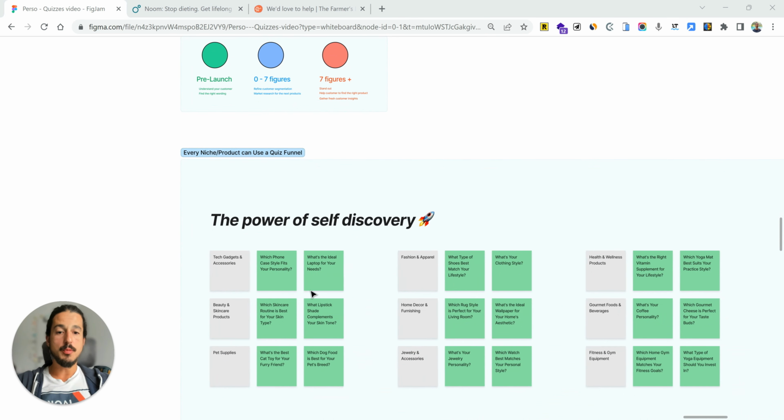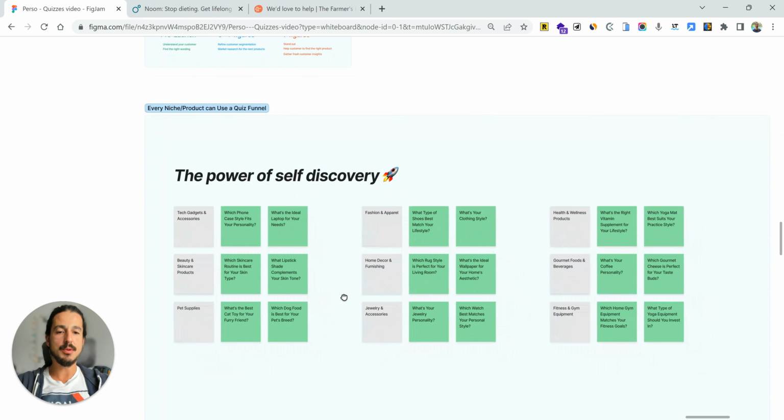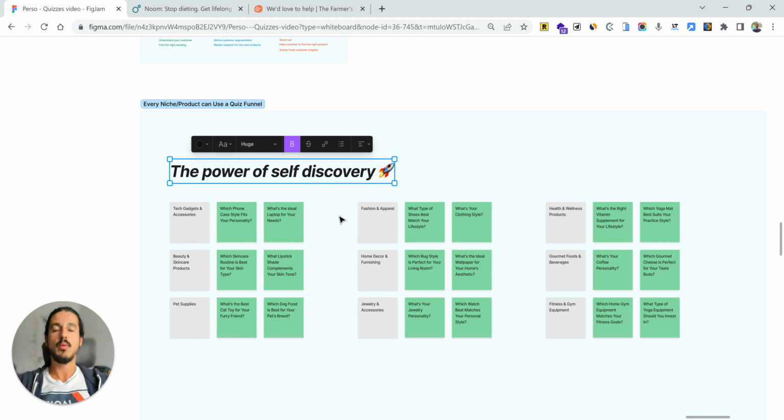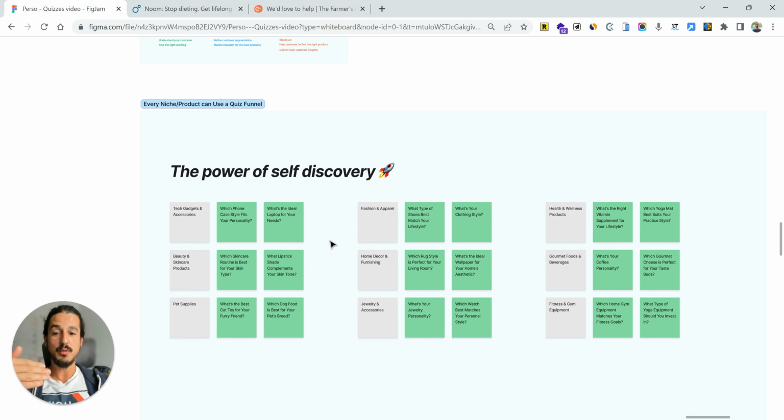Now, you might wonder, is a quiz funnel good for my product, for my niche? And I would say yes, because you can find something for every kind of product. The only thing is to use the power of self-discovery, because one thing that is sure in marketing is that people don't care about your product, they care about themselves, and they care about how your product will help them to achieve what they want. So a quiz is always helping someone to find something about themselves.